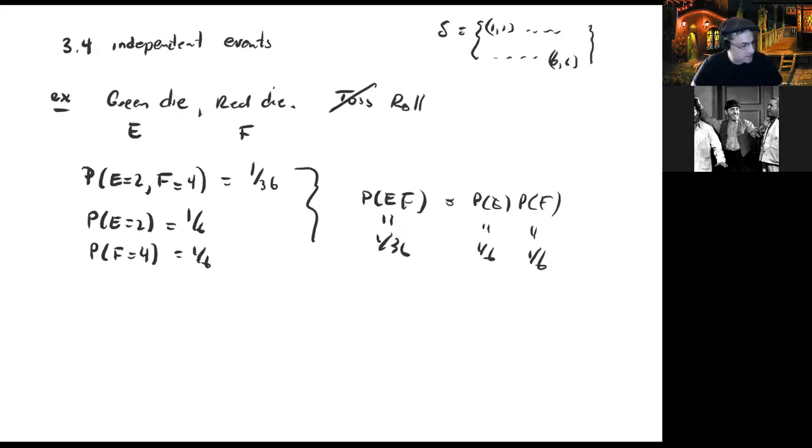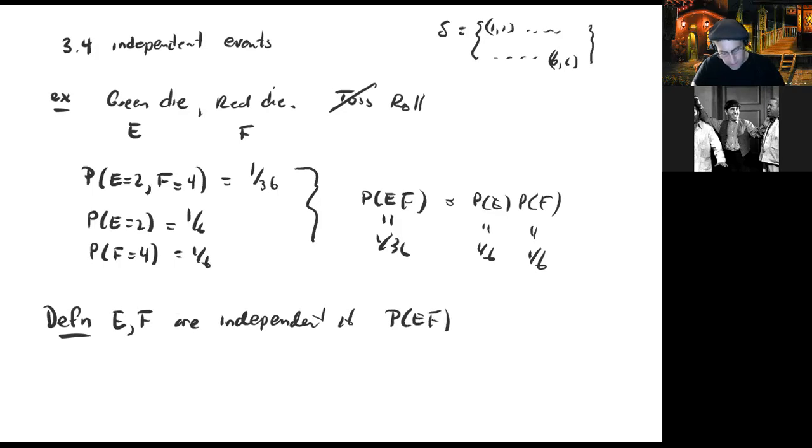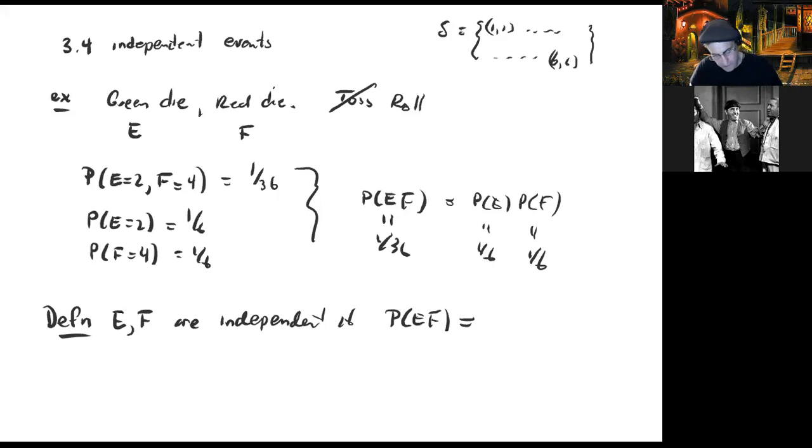And in fact, the definition of independence is this multiplication fact. So E and F are independent if the probability of E intersect F is the probability of E times the probability of F. That's the definition.